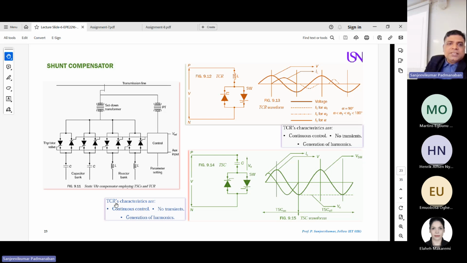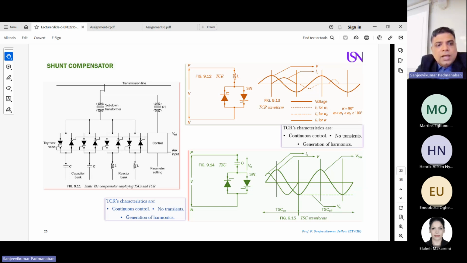Now I go for a very fast presentation. If you have a good idea on power electronics, this is very simple. We have different types of compensation. One is shunt compensation. What we are doing in shunt compensation is parallel compensation. You can have a look. These are the blocks of thyristors connected anti-parallel. So this is called thyristor controlled devices.